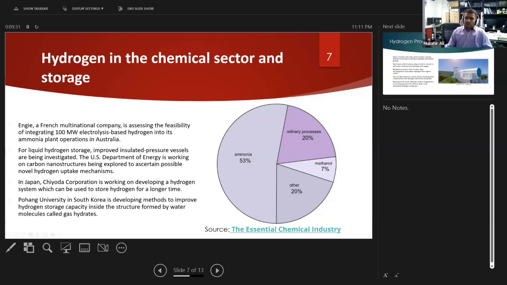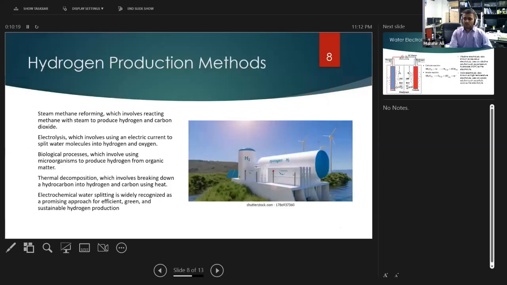For liquid hydrogen storage, improved insulated pressure vessels are being investigated. The US Department of Energy is also working on nanostructures being explored to extend possible novel hydrogen uptake mechanisms. Similarly, in Japan, some companies are developing a hydrogen system which can be used to store hydrogen for a longer time. And in South Korea, a university is trying to improve hydrogen storage capacity. After hydrogen production, there are some problems of hydrogen storage. Some research is ongoing on hydrogen storage, and some on hydrogen production. And there are different methods of hydrogen production, like steam.